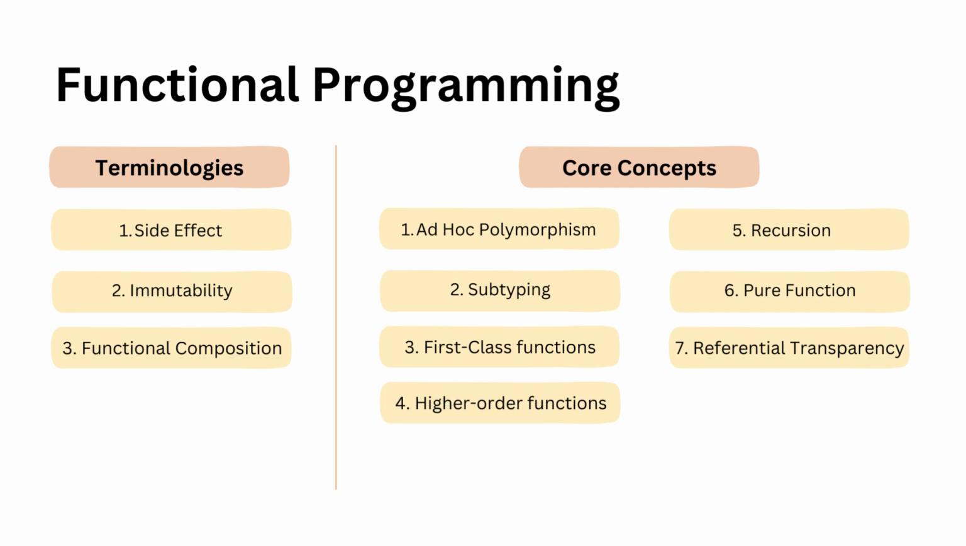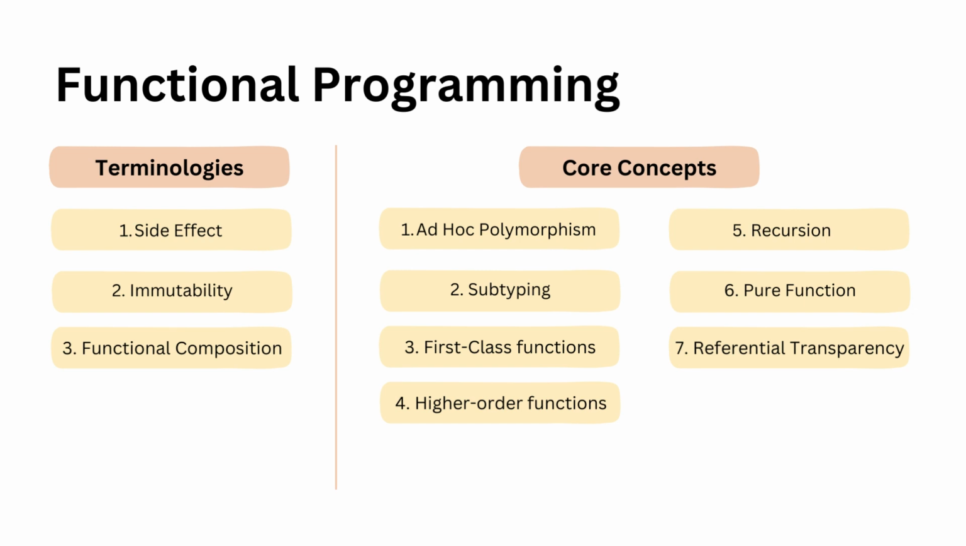First, we have side effect. This term refers to the act of modifying non-local attributes inside a function. In simple terms, it's like making changes that affect things outside the function. Programming languages that allow side effects are known as impure functional languages. Next, we have immutability. In functional programming, once you assign a value to a variable, it stays the same throughout the program. It's like having a label on a jar that you can't change.